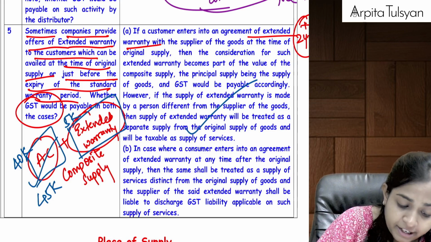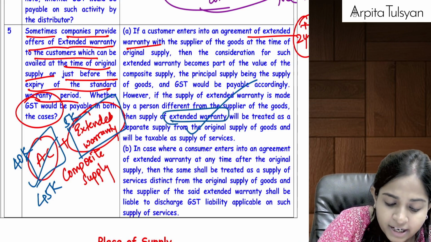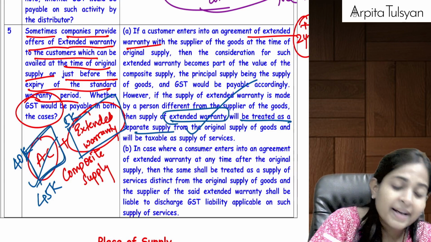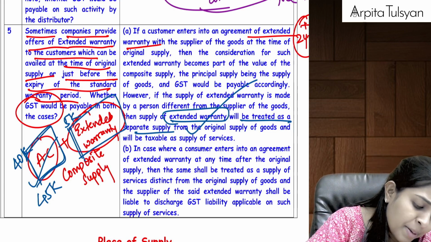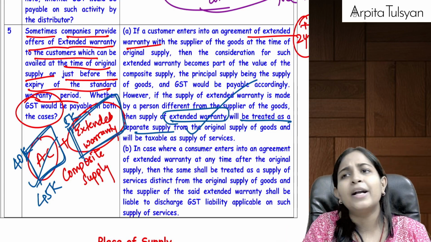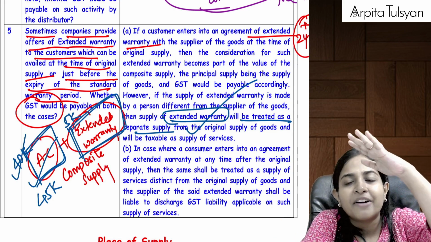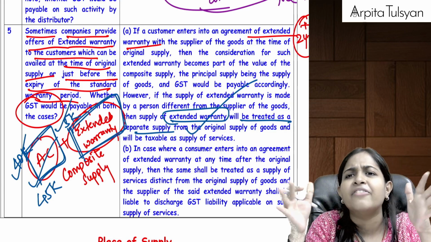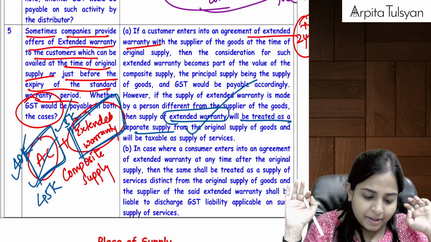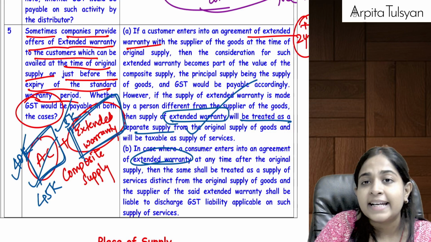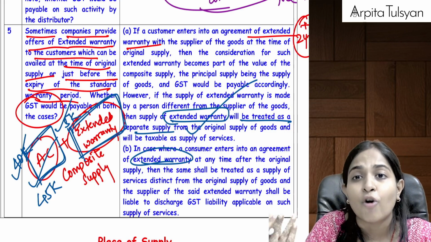But what if the extended warranty is given to me by someone else? It was not given by the AC supplier, it was given by a third party. If it is given by two different people, then I would have paid 40,000 to one and 5,000 to the other. Then the respective rates of GST will be applicable.